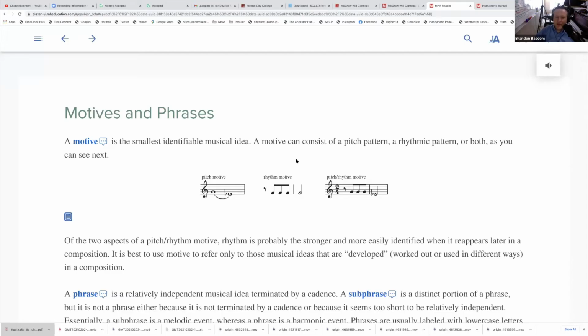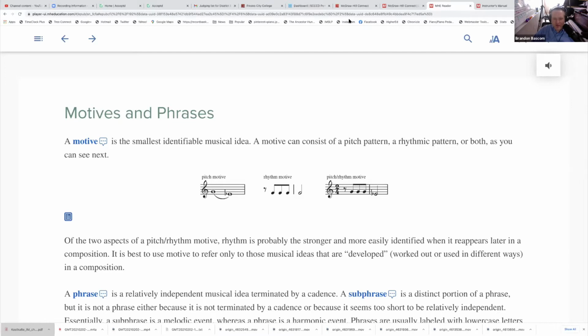Last time we talked about motives and phrases. Do you remember this? What did we decide a motive was? Wasn't the motive the overall idea of a piece of music? It's the shortest, smallest identifiable musical idea, right? And we talked about motives can have rhythmic patterns, pitch patterns, or both. And they used the example of Beethoven's Fifth. You can take the pitch out, and you've got the rhythm pattern. You've got 2 different pitches over 4 different notes.